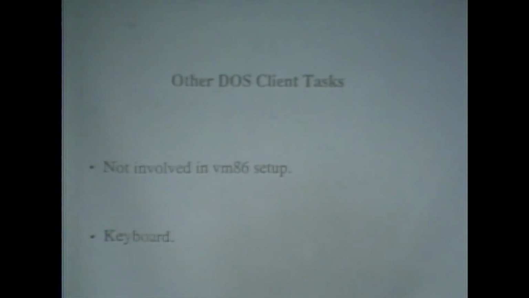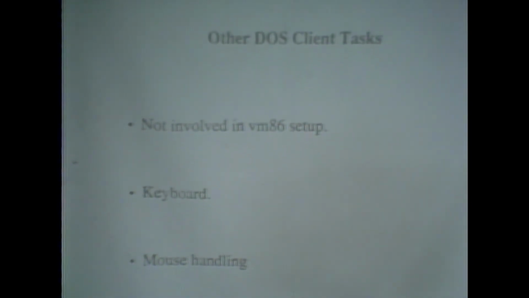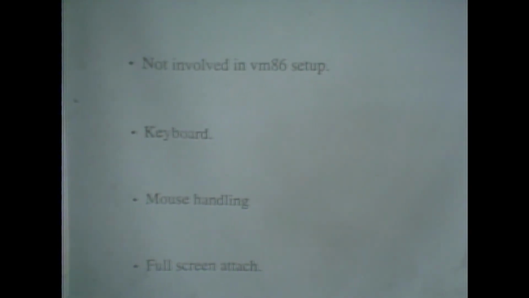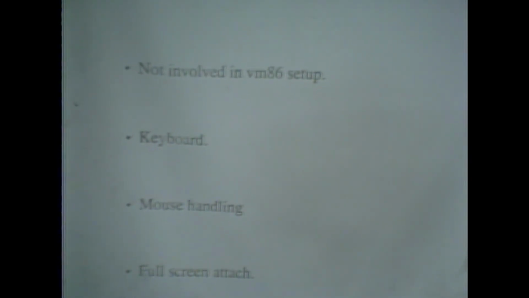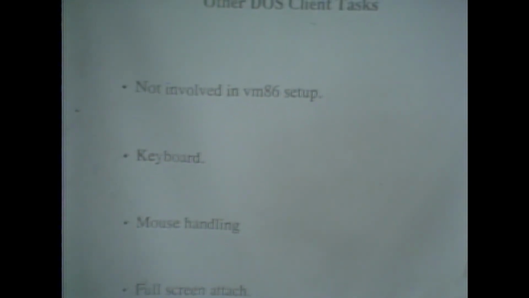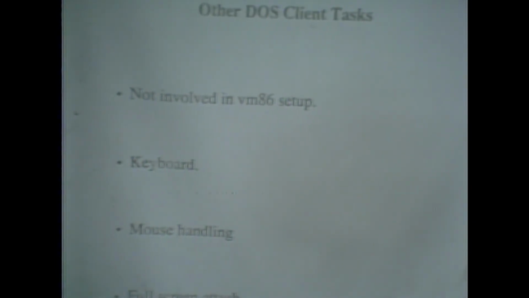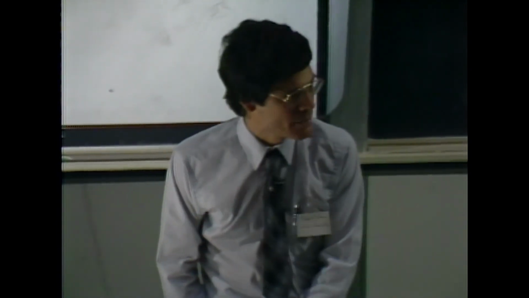The DOS client is not involved in setting up the virtual 8086 environment. There are other things that take care of that. It's just started up with its task of communicating with the X server. The keyboard is handled, and the mouse and full screen attach. Essentially, that's the set of events and things that the XDOS task does in this system. Are there any questions? I have a few minutes left.